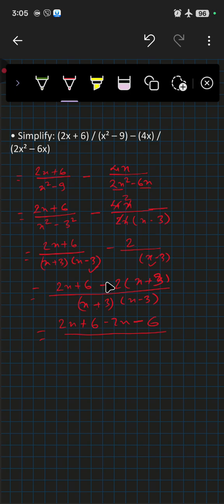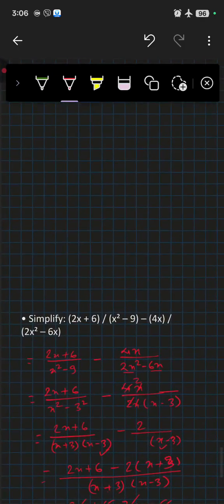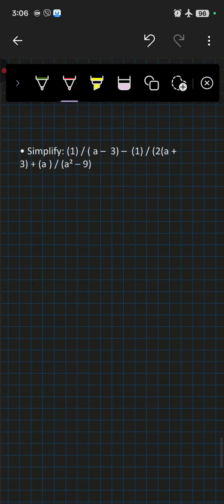Okay, 2 into x is 2x, and plus into minus is minus 6. So what do we see? We can see those are all reduced to 0 in the numerator. If it is 0 on the top and down there is x plus 3, x minus 3, then 0 by something always becomes 0, and something by 0 always becomes undefined, infinity.